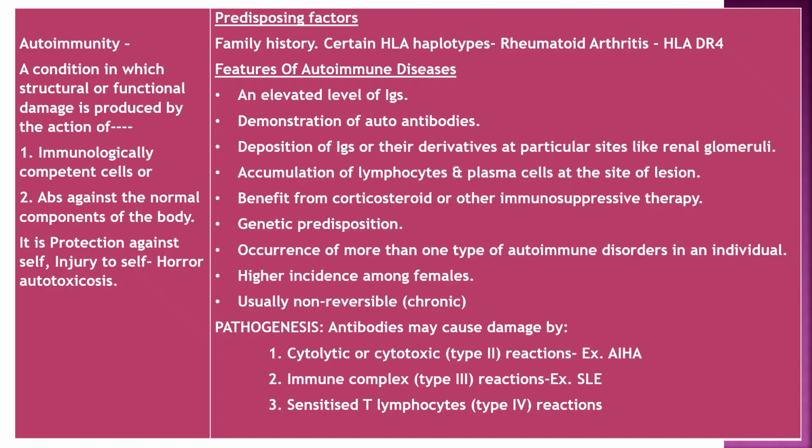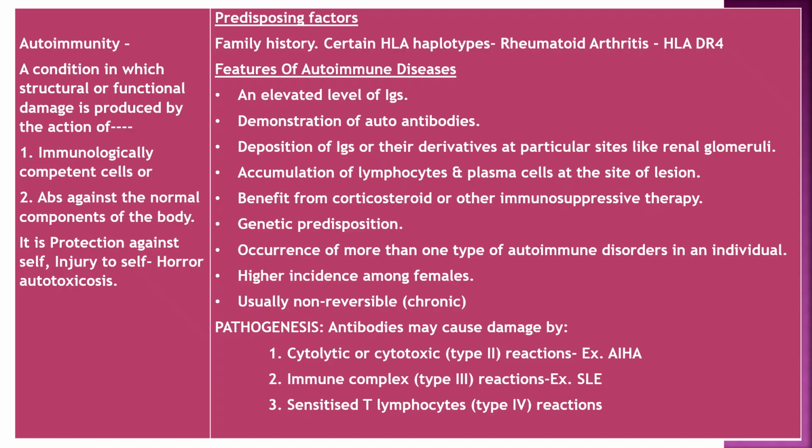Autoimmunity, a condition in which structural or functional damage is produced by the action of, first, immunologically competent cells, or second, antibodies against the normal components of the body. So it is a breakdown of protection against self. Injury to self is also called horror autotoxicus. Predisposing factors, family history, certain HLA haplotypes, example rheumatoid arthritis, HLA-DR4.